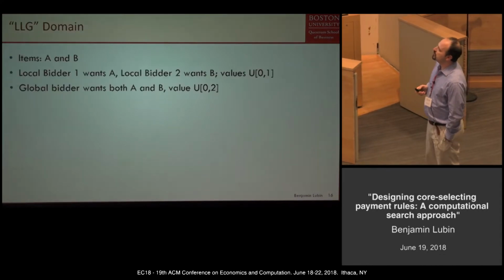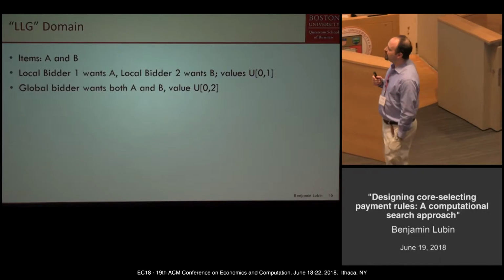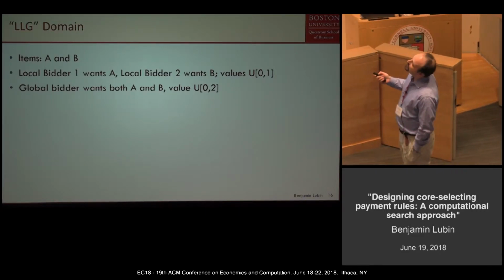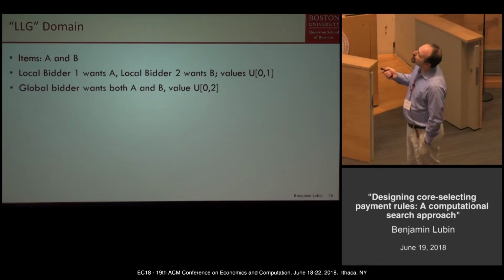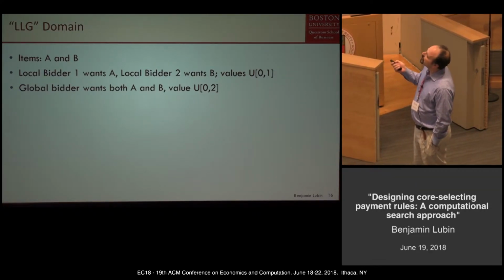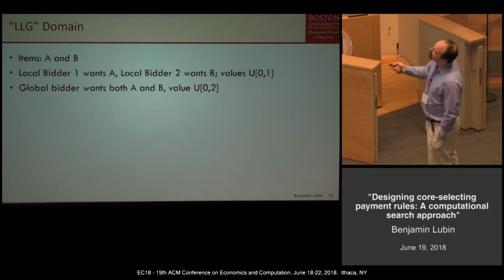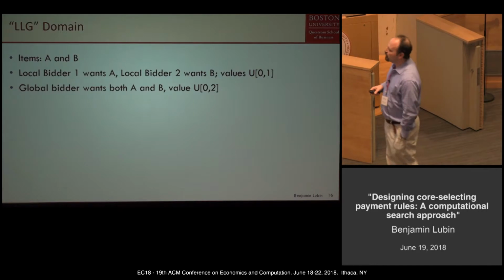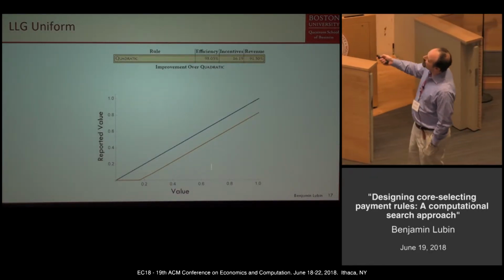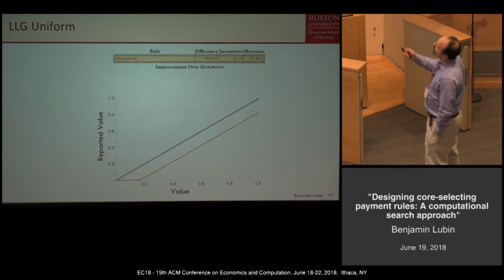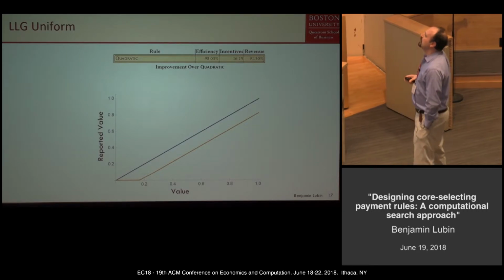Okay, so some results. First thing to look at is the so-called LLG domain, which I promised to tell you a little bit more about. This is a domain with two items, A and B, and a local bidder 1 who wants item A, a local bidder 2 who wants item B. Both of these have values drawn uniform 0, 1, and a global bidder who wants both with value drawn uniform 0, 2. And as I showed you before, quadratic has an additive shade in this environment, and I should point out that it's already highly efficient in this setting.